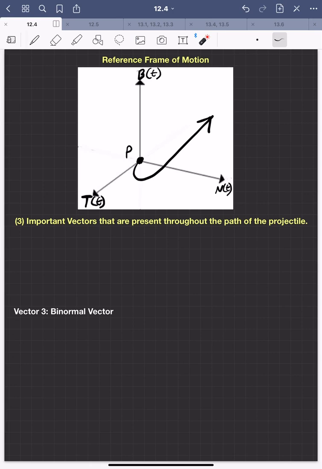So again, we're back to point P. If your unit tangent vector is going to point in the direction of motion, what is this principal unit normal vector doing for us? Well, if we're in a plane, it's going to point in the direction of concavity. So let me write that.